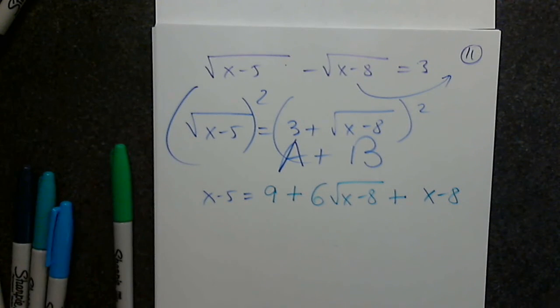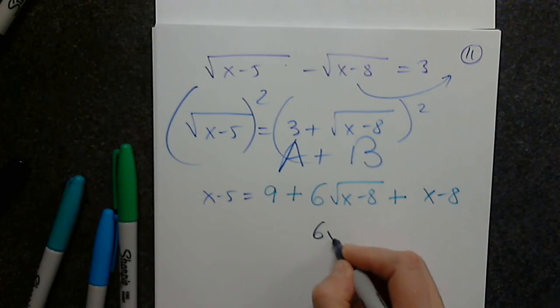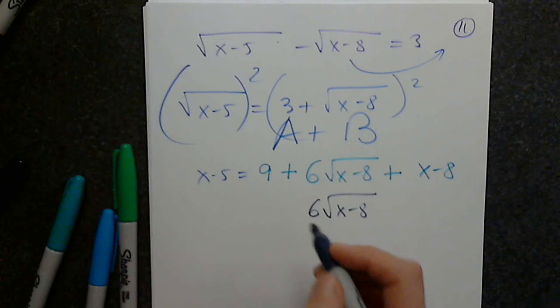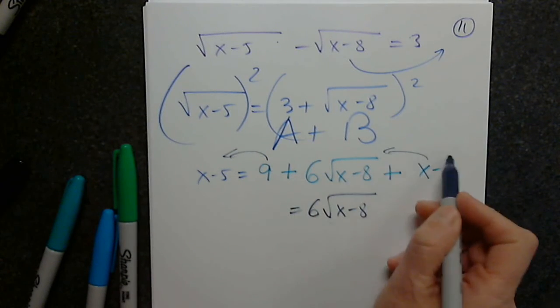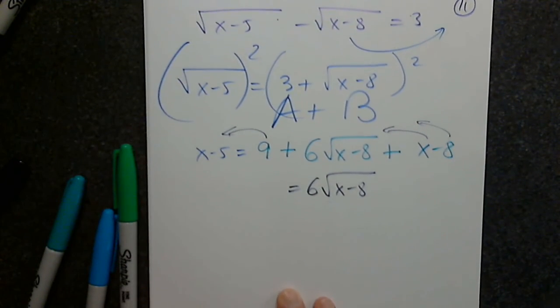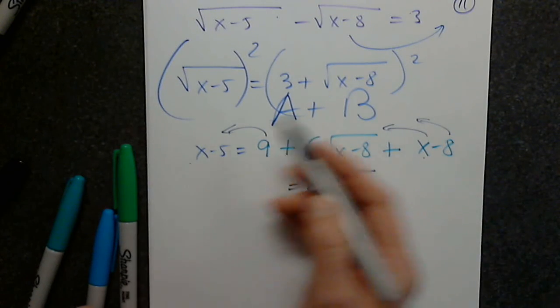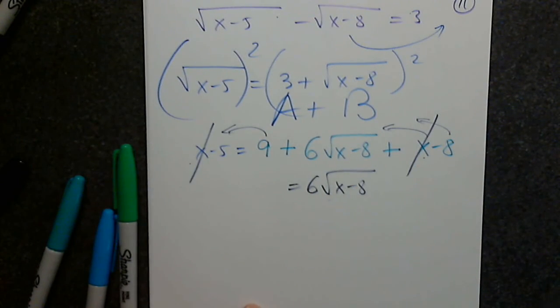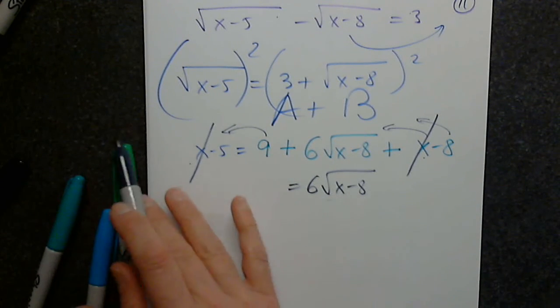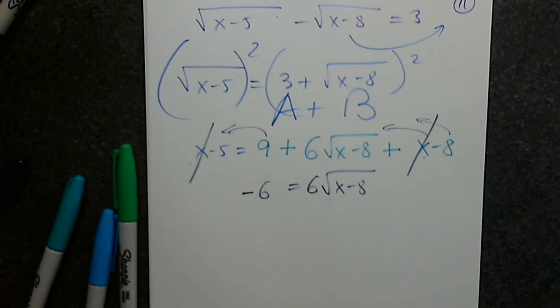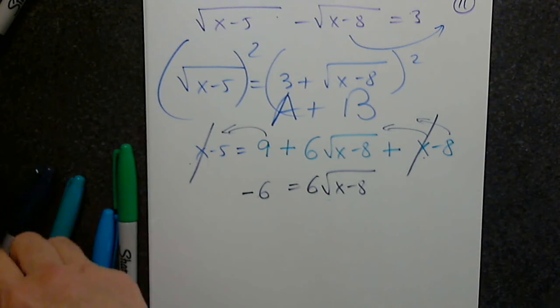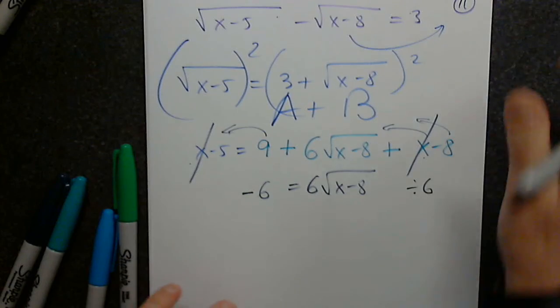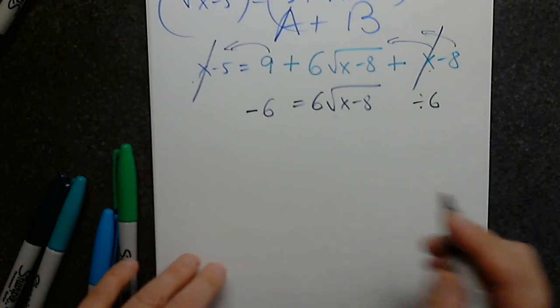Now I separate again the radicals, so the square root of x minus 8 stays on the right-hand side. This moves, and this moves. Luckily, the positive x with the negative x go away. The 9 minus 8 is 1. When I move it to the other side, negative 5 minus 1, I get negative 6. Finally, of course, I will divide both sides by 6, to make it as easy as possible.